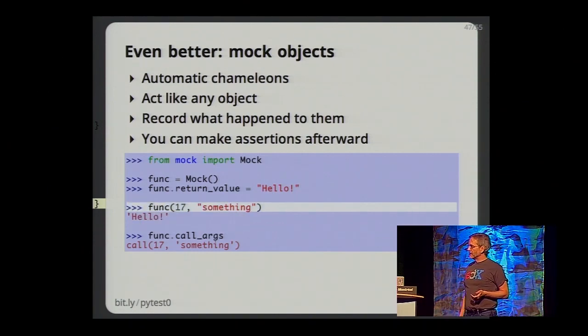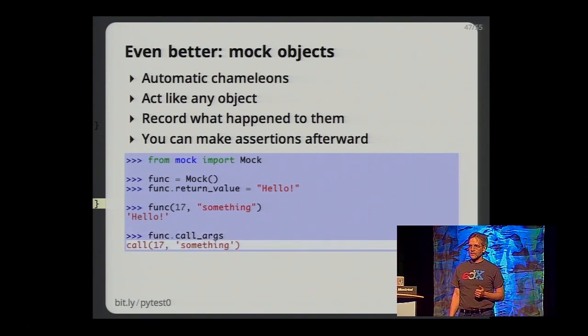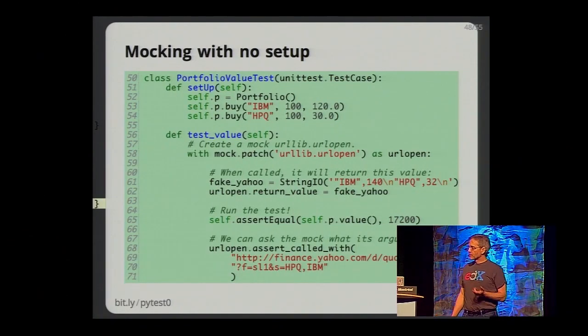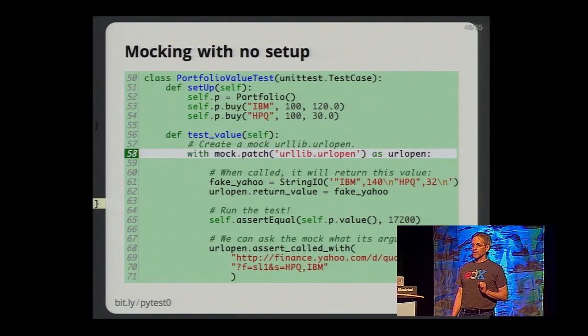And by the way, the 17 and the something, it just stored them away, and later I can look at that and say, func, what were you called with? And it says, oh, I got called with 17 and something. So this is great. This is perfect for putting in place as a fake object. And it's really easy to do because the mock library also has a patch context manager. So here what we can do is we can say to the mock library, I want you to mock out urllib.urlopen and give me the mock object that you made.